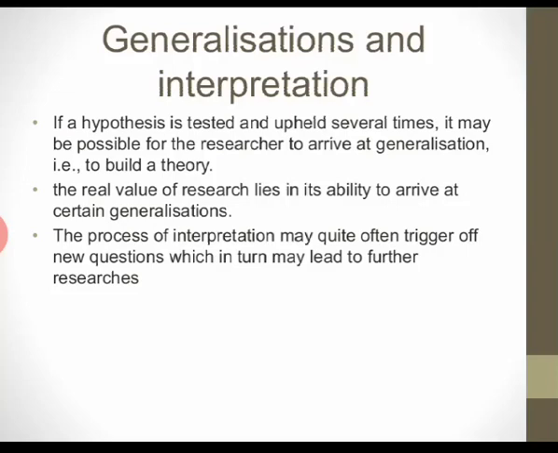Generalizations and interpretations. If a hypothesis is tested and upheld several times, it may be possible for the researcher to arrive at generalization, that is, to build a theory. That is, we know our hypothesis is true, and on the basis of that we will build a theory. This is happening because of this. The real value of research lies in its ability to arrive at certain generalization. The process of interpretation may quite often trigger off new questions which in turn may lead to further researches.